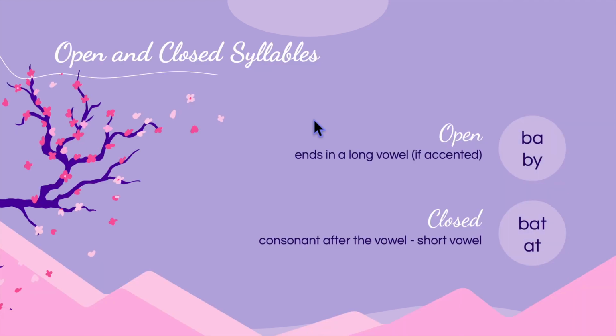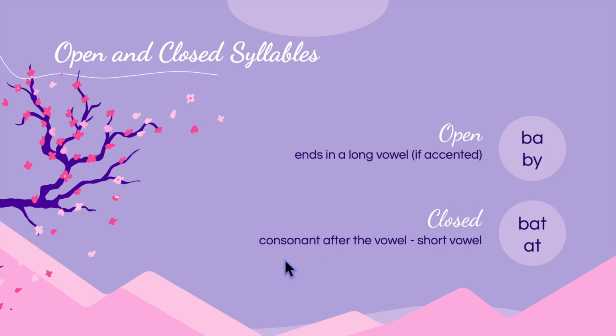There are 2 more quick things we need to review before we go on. An open syllable ends in a vowel that will have its long sound if it's accented. Right here, we have 2 open syllables. They end in vowels, so we try the long sound, bay. And when a syllable ending in Y is accented, we try a long I sound, by. So we have bay and by.